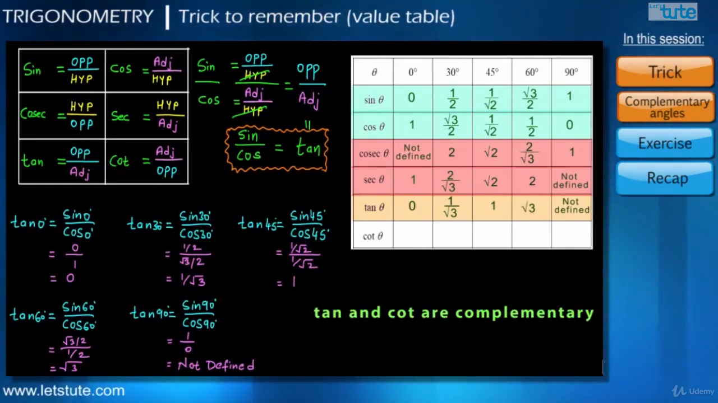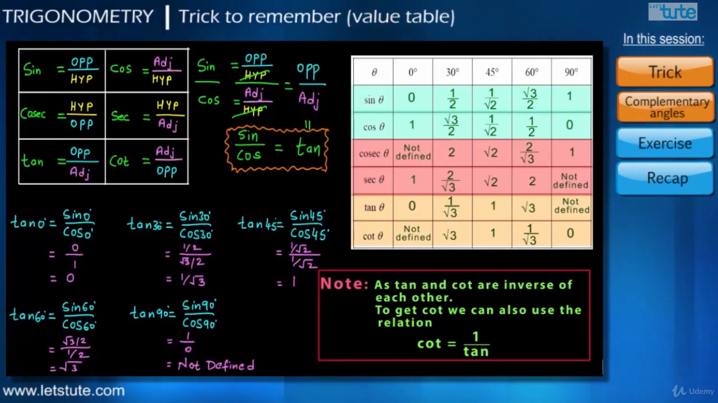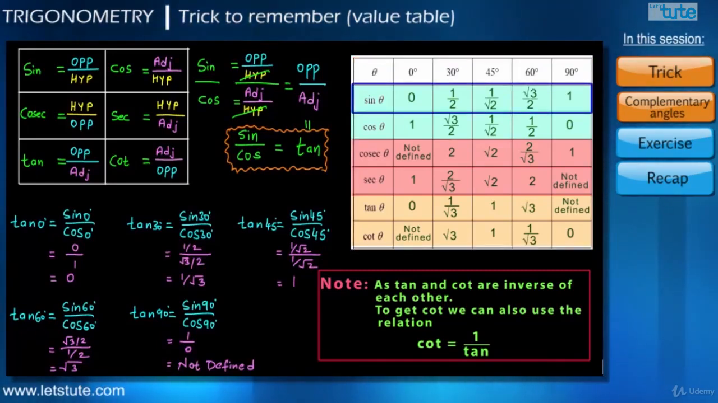So again, by using the concept of complementary angles, we get the values for cot, because again tan and cot are same for any two angles which add up to 90 degrees. So please remember, to complete this table, we'll have to only know the way to get the sine values for all the angles. So this is how we prepare the trigonometric ratio value table.